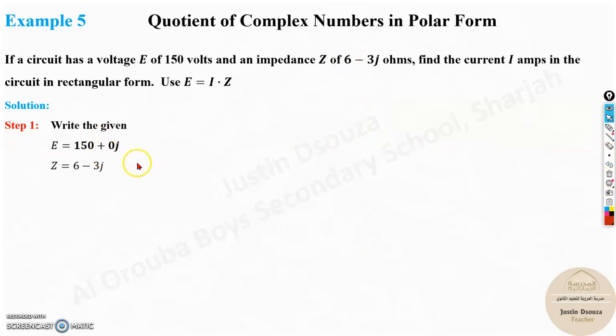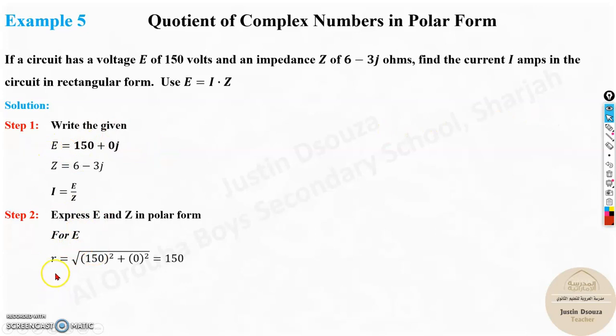Now then, what is I? We just now saw I is E by Z, E by R, resistance. It's one and the same. Now let us solve this. So first let's express this in polar form. So what do we do?